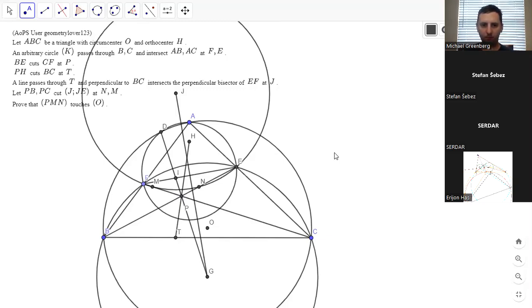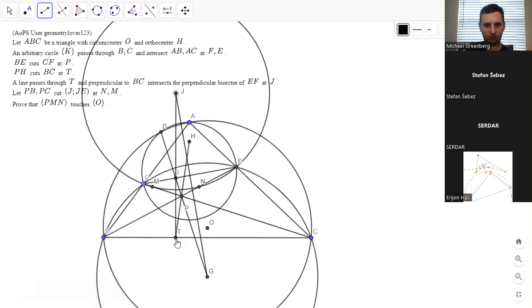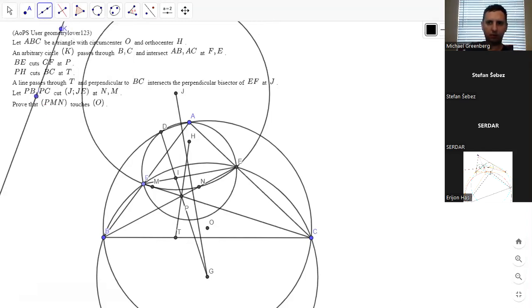I know how to prove that TJ and those two other lines concur. Did you say AJ? TJ. Oh, TJ. How do you show it? So intersect EF with BC. Okay. Hold on just a second.